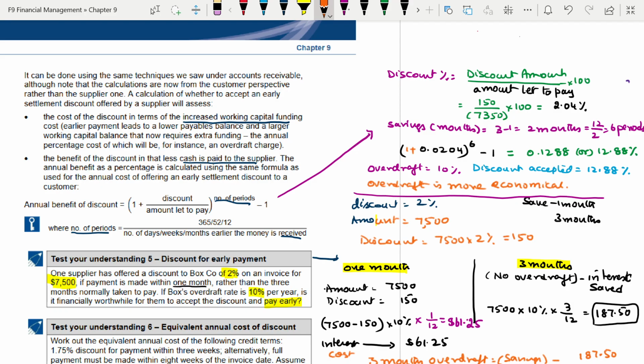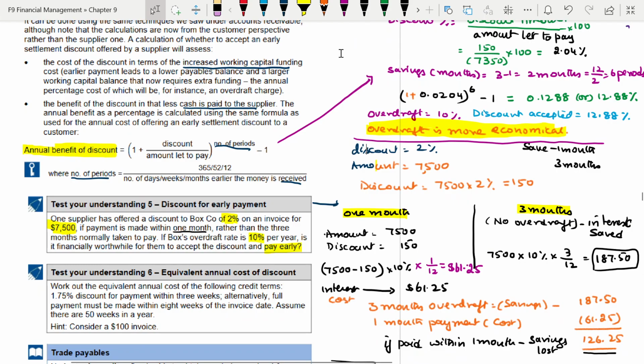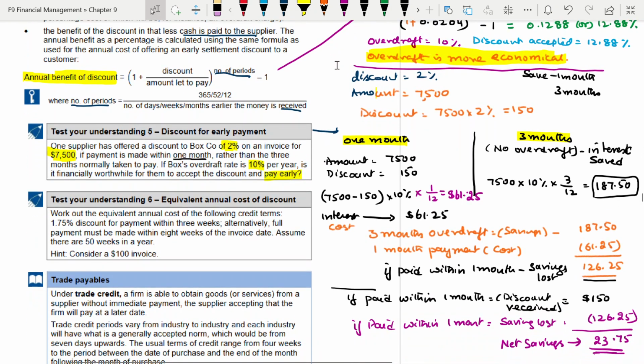See, there are two ways. As per the annual benefit of the discount, which is 12.88%, it is better to take the overdraft. There are two different options. In the first case, overdraft is more economical.